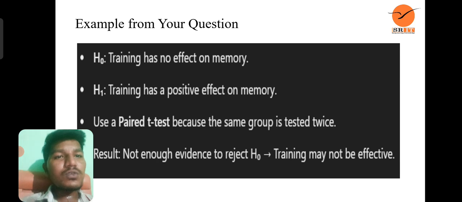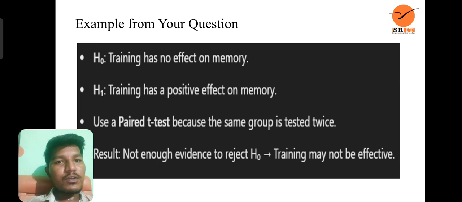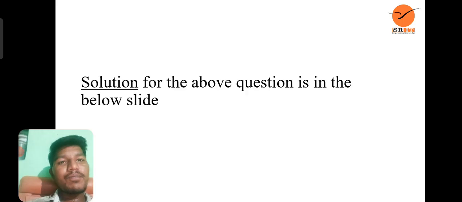H0: training has no effect on memory. H1: training has a positive effect on memory. Use a paired T test because the same group is tested twice. Result: not enough evidence to reject H0. Training may not be effective. The solution to the above question is in the below slide.